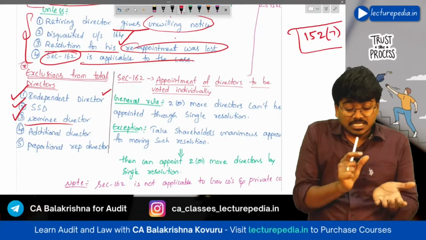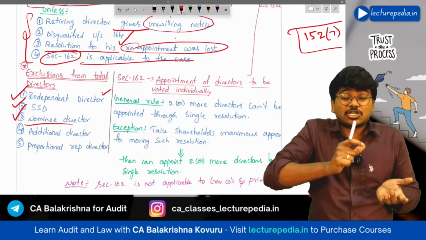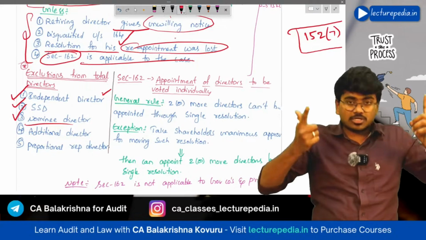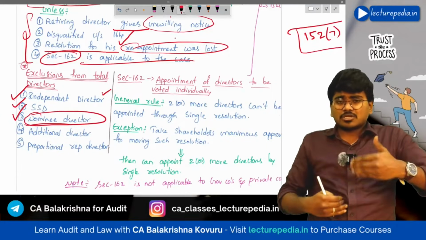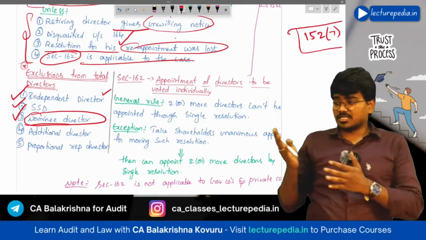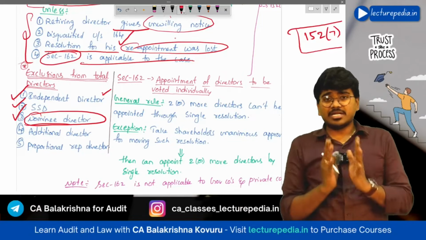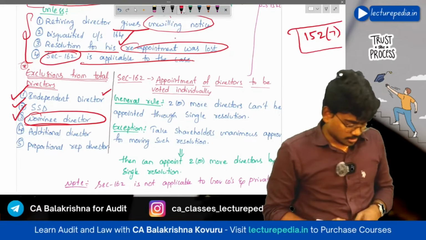Here, this director will be known as a nominee director, because he is nominated by some external organization. Even the tenure of a nominee director will be based on the circumstances, based on the terms between the appointing organization and the company. So even the nominee director has to be excluded for calculation of this 2/3.